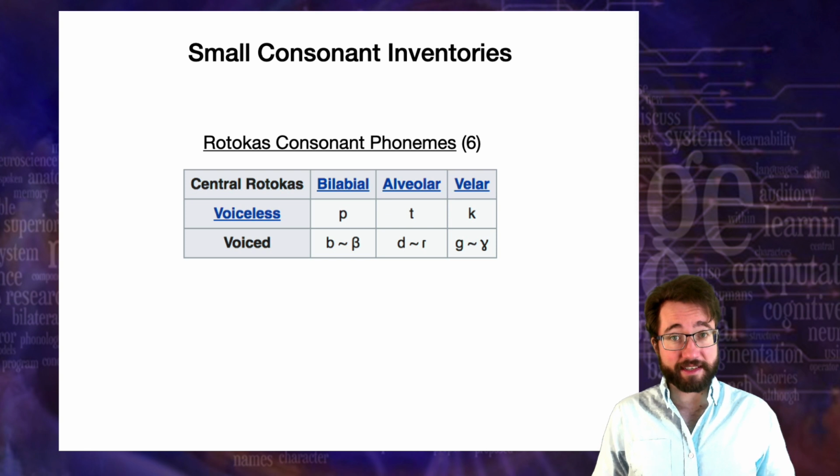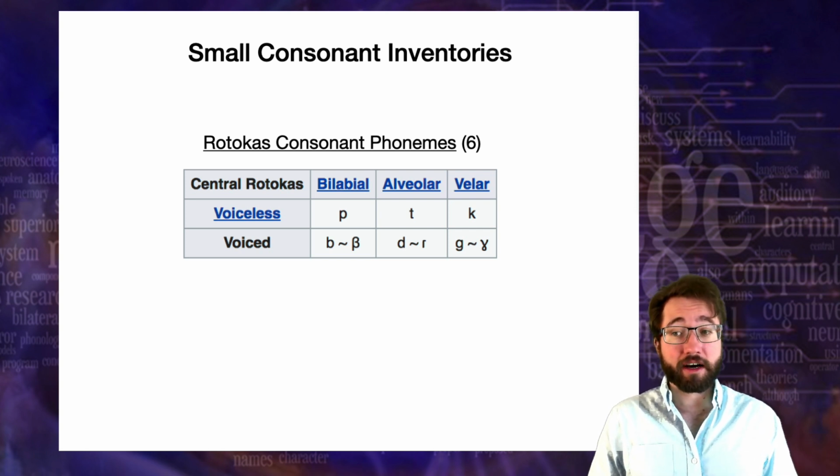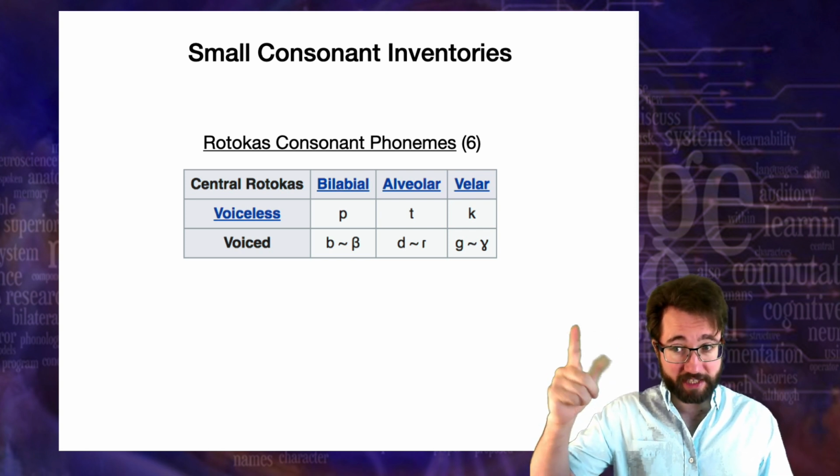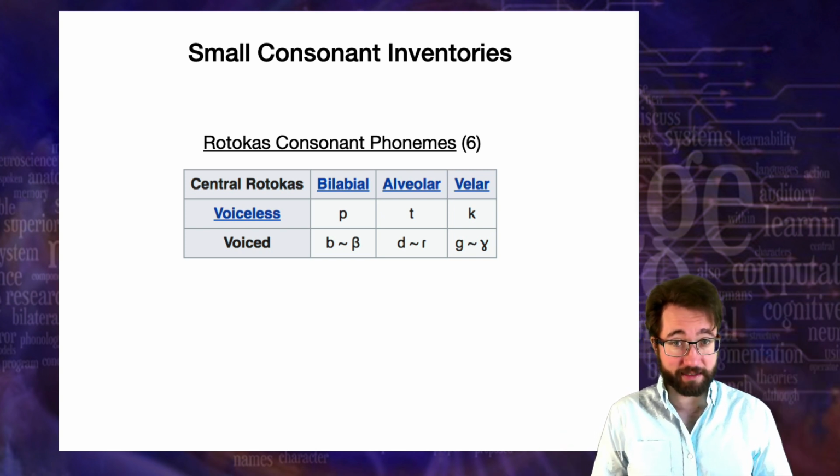Rotokas is a language that has 6 phonemes in its consonant inventory. And we can see that these 6 phonemes are formed systematically, as usual, by the opposition of a voicing contrast, voiceless versus voiced, with just 3 different places of articulation.